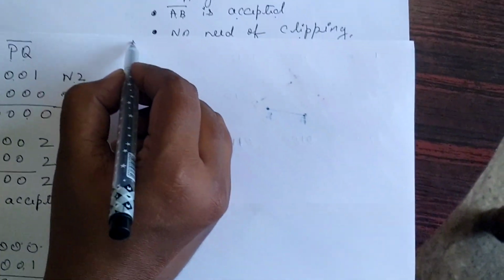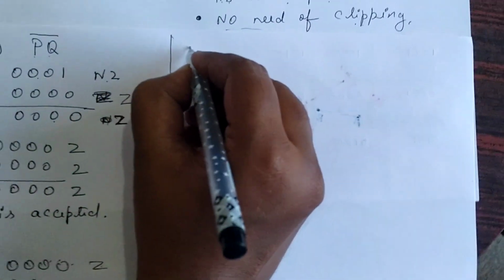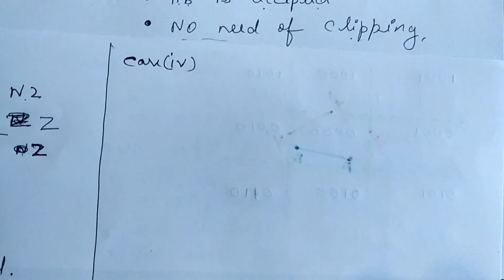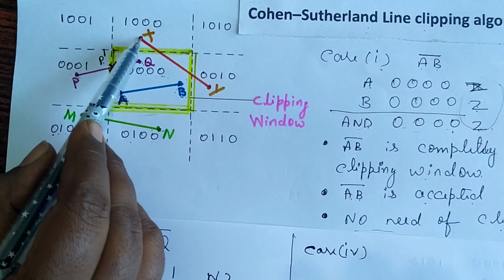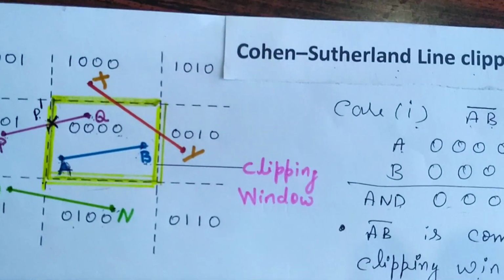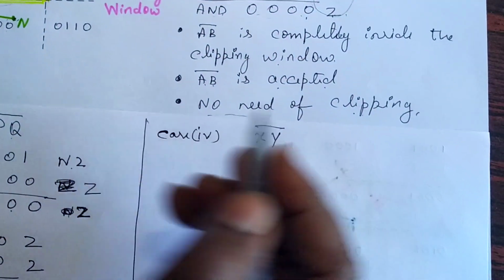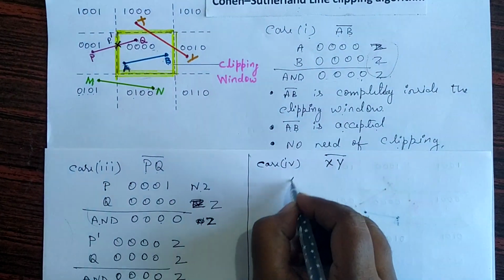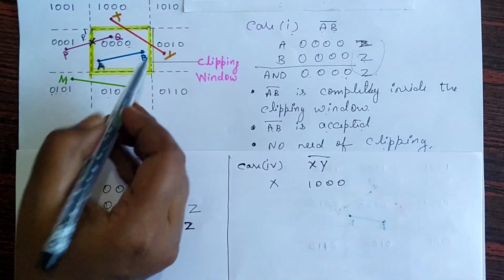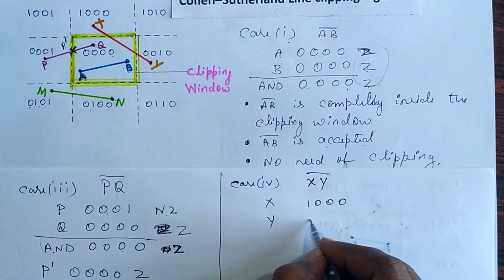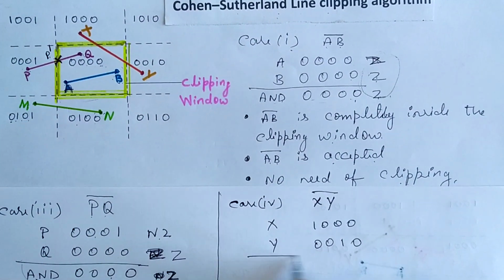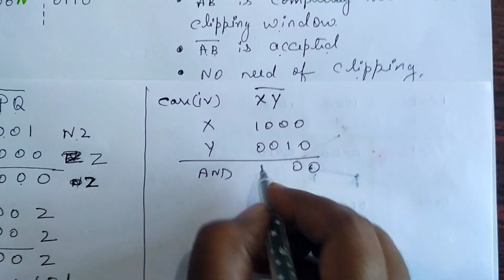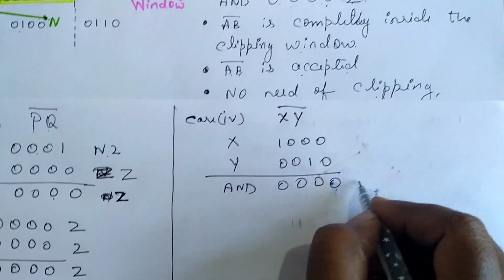Now we'll go for case 4. In case 4, we'll work on the line segment XY. We'll find the region code of X. The region code of X is 1000. And the region code of Y will be 0010. You apply the AND operation here. The result is 0000.